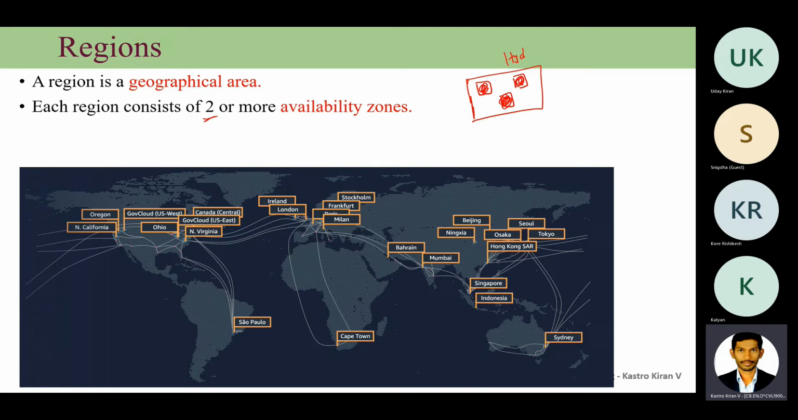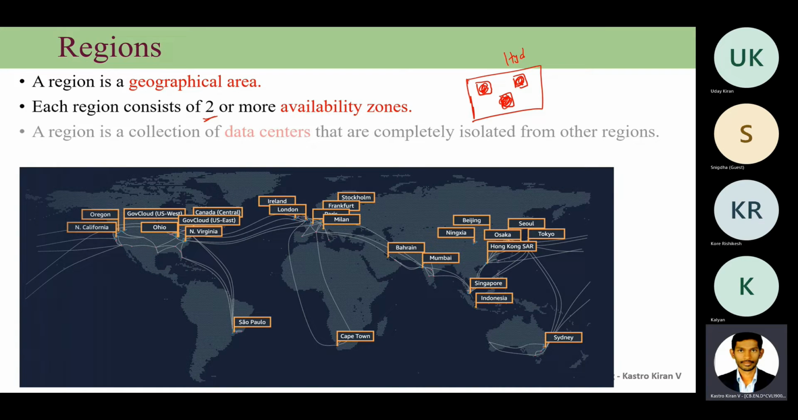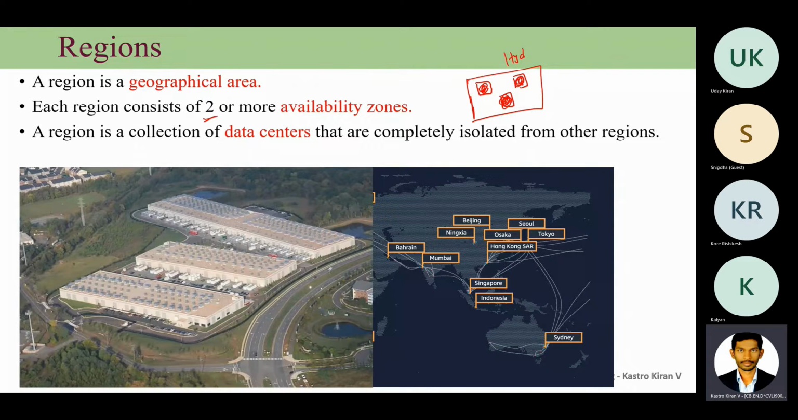In availability zones, we have all the physical infrastructure. A region is basically a collection of data centers, and these data centers are completely isolated from other regions. That means the data centers in one region will not have any connection with data centers in another region. To understand this, let me go to this figure. Let's say that this entire image is the Mumbai region.